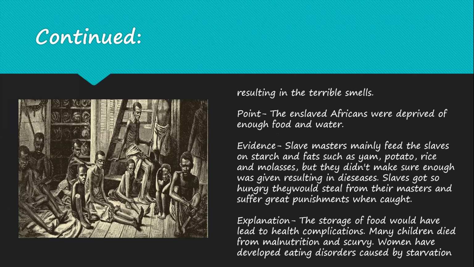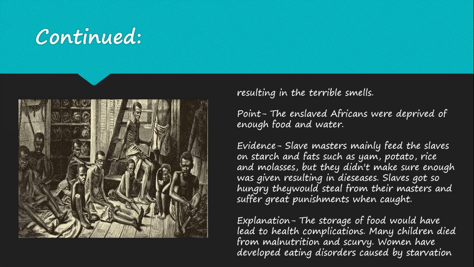The enslaved Africans were deprived of enough food and water. Slave masters mainly fed the slaves on starch and fats such as yam, potato, rice, and molasses, but they didn't make sure enough was given, resulting in diseases. Slaves got so hungry they would steal from their masters and suffer great punishments when caught. The storage of food led to health complications.